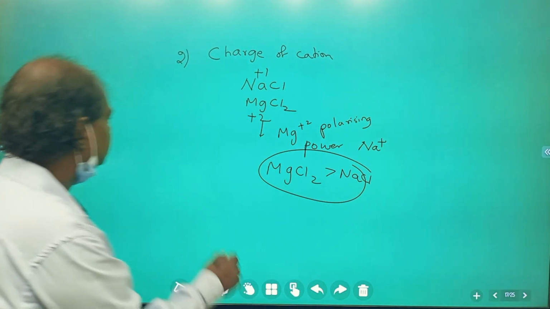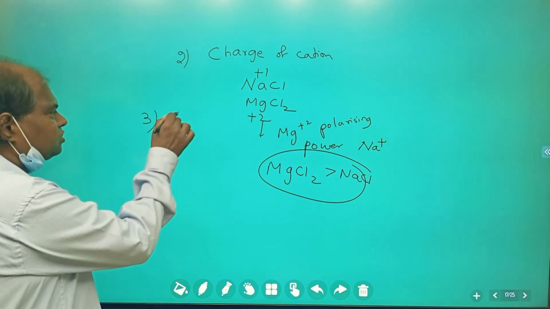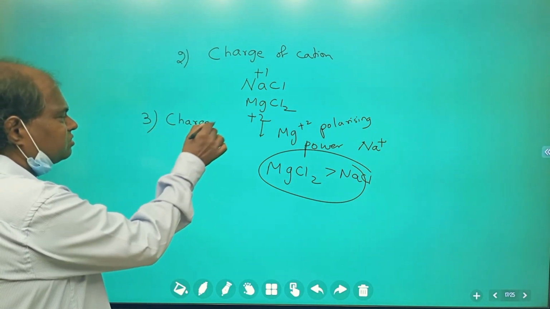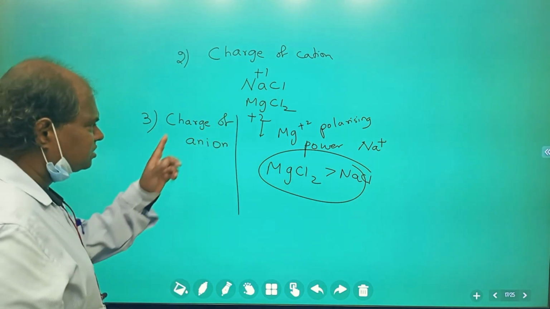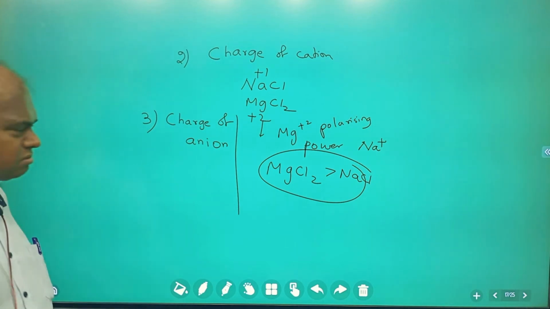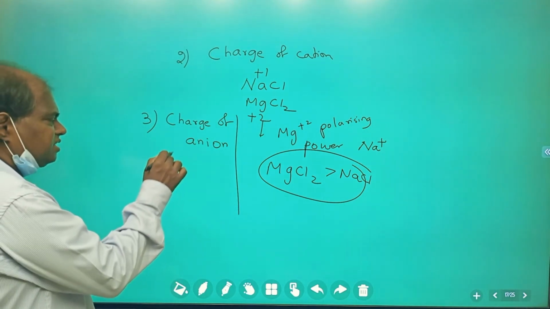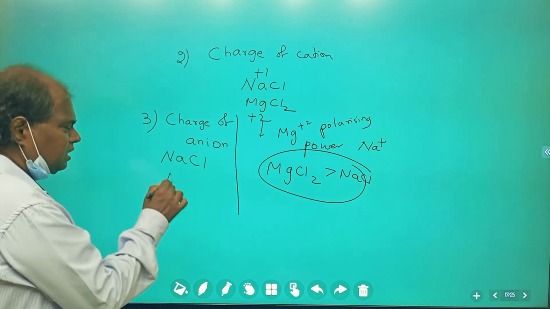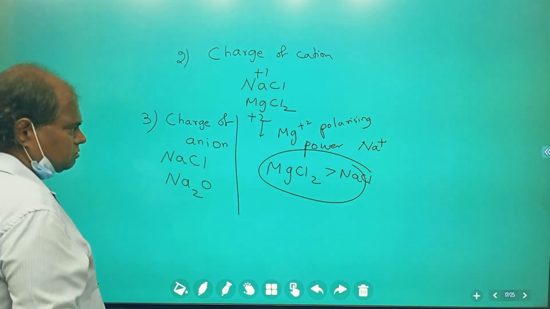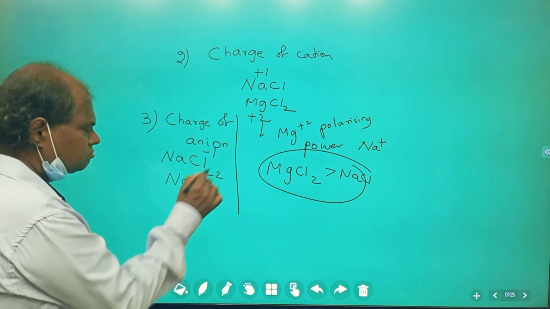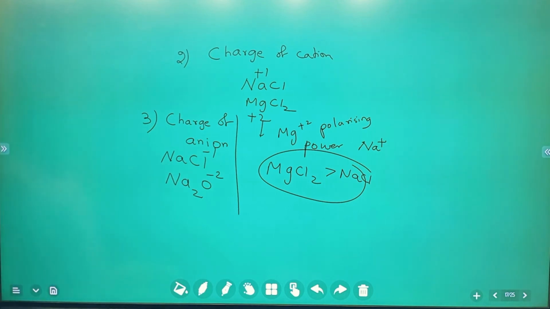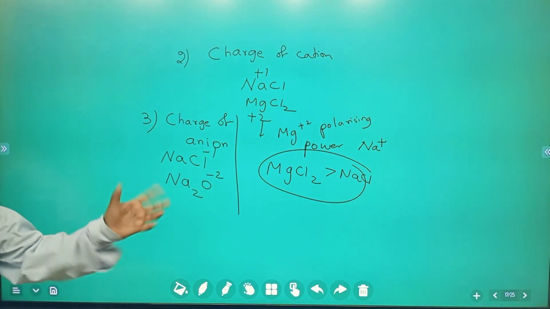Fine. Then third, charge of the anion. Let's switch our attention to the anion. When I'm discussing the charge of the anion, I'll keep the cation fixed. Let's take NaCl and Na2O. Now the cation is fixed here, but chlorine has -1, oxygen has -2. Here, students, the higher the charge of the anion, the more easily it will be polarized.